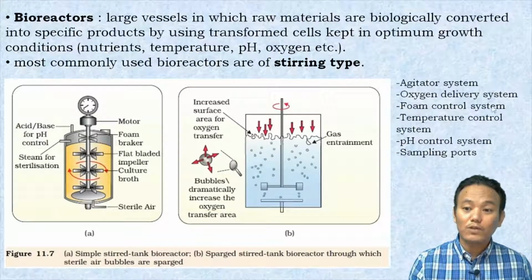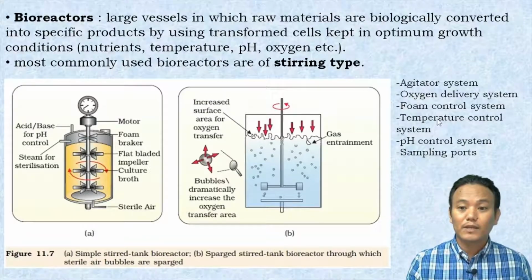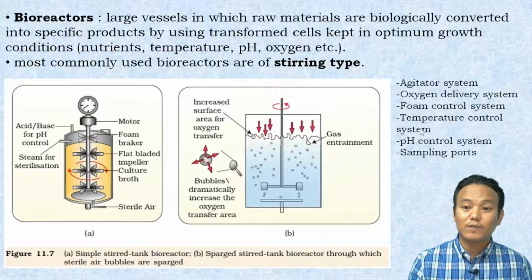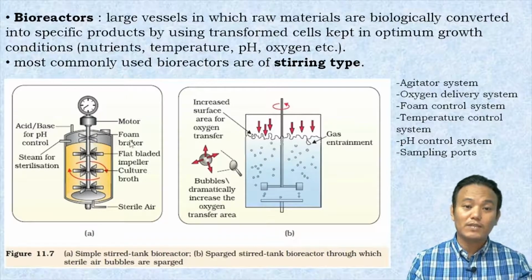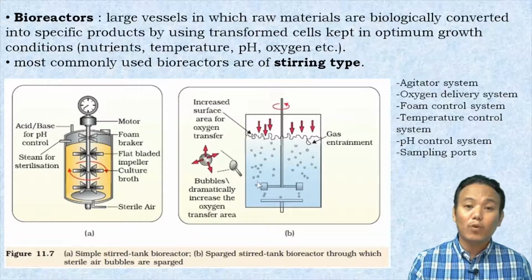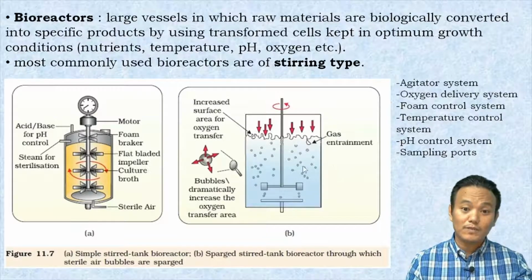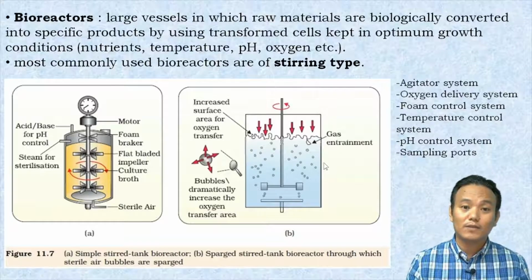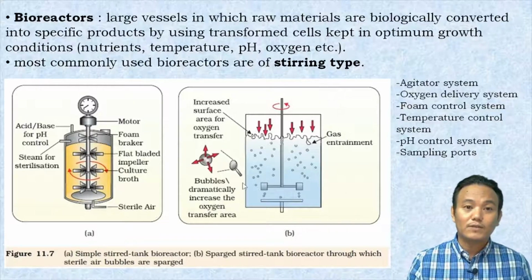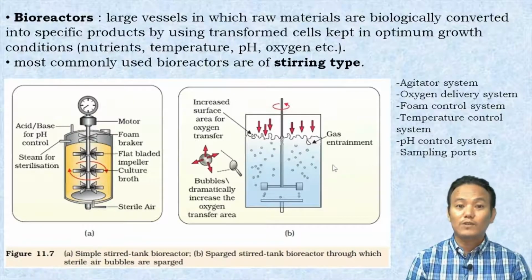And then there is a foam control system. On the top, we have this blade which controls the foam which is formed at the top layer. There is a temperature control system as well. The temperature is well maintained along with the pressure. And there is a pH control system in which acid or base is added so that the pH level is maintained. And then there is a sampling port. Sampling port means a port from which the samples can be drawn out so that it can be tested, whether the product is being produced by the cell or not. So that is the bioreactors. And the bioreactors are used for growing the transformed cells to produce large quantities of foreign gene product.